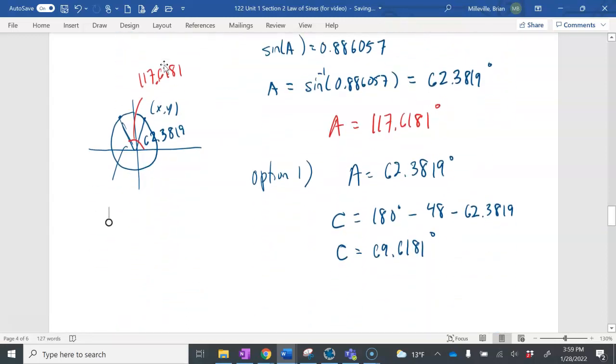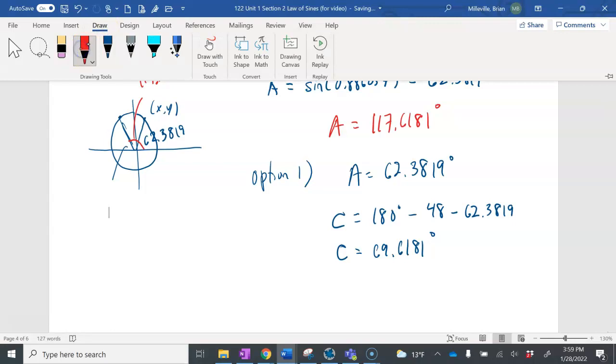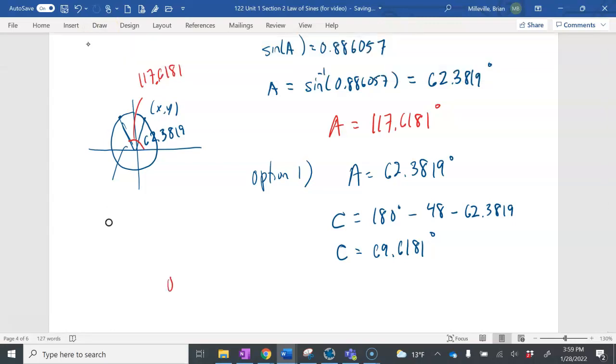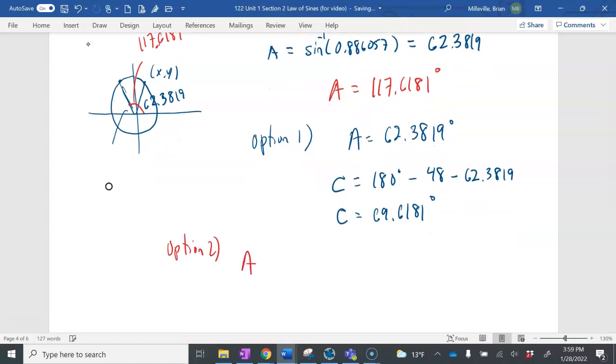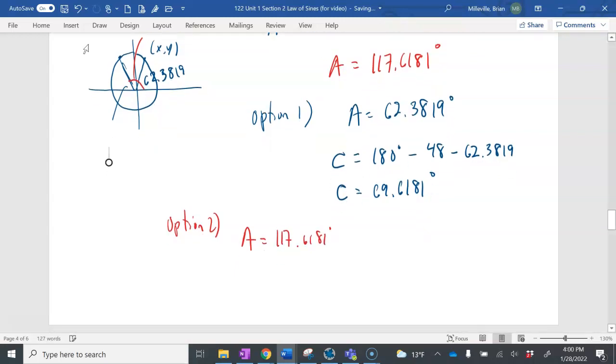The other possibility, let's do that in red, would be if we used the obtuse angle. So for option 2, the angle A for the other type of triangle, and think back to that Maple animation that I showed, would be 117.618. So then the angle C that would be missing would be taking 180, subtracting the other two angles, subtracting the 48 given in the problem, minus the 117.618. And what do we get when we compute that?